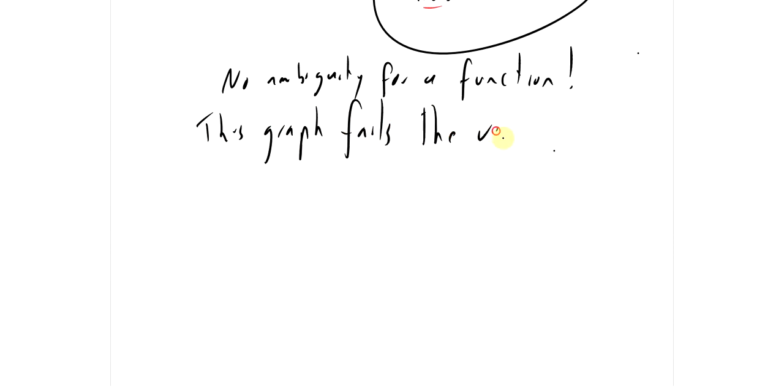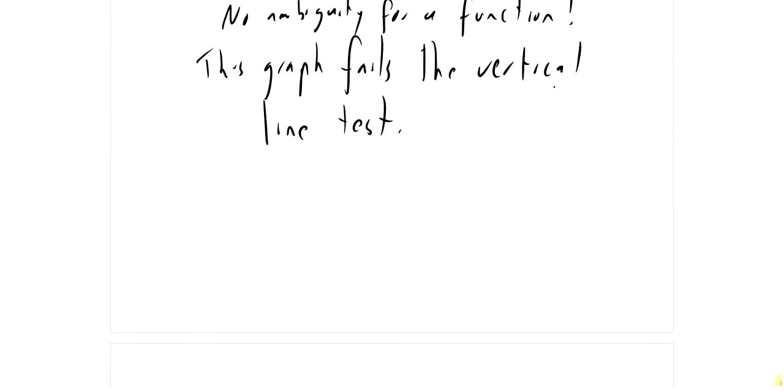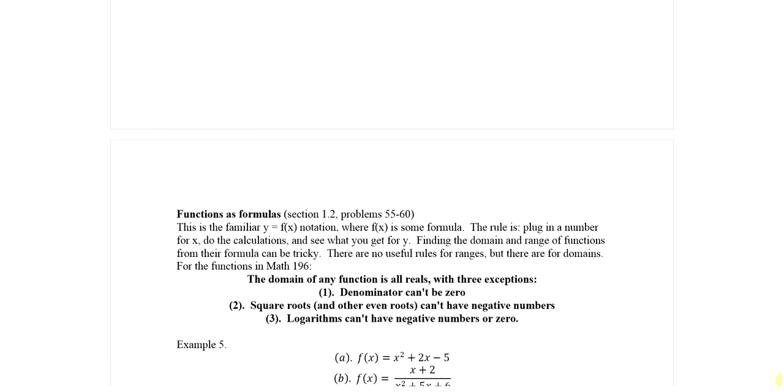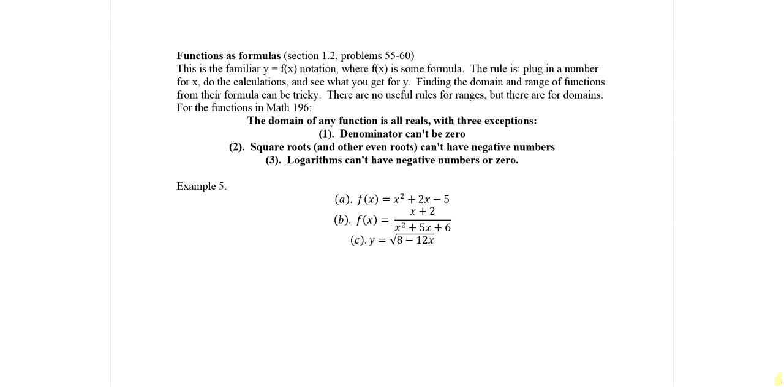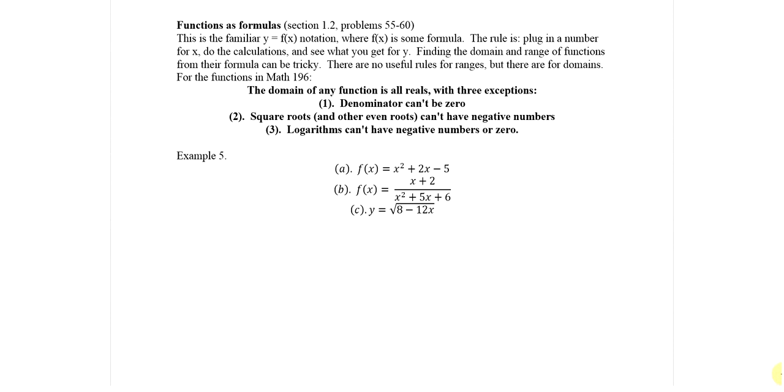So this graph fails the vertical line test. Period. Okay. So we can tell if we have a table or if we have a graph whether or not something is a function, right? Functions as formulas.